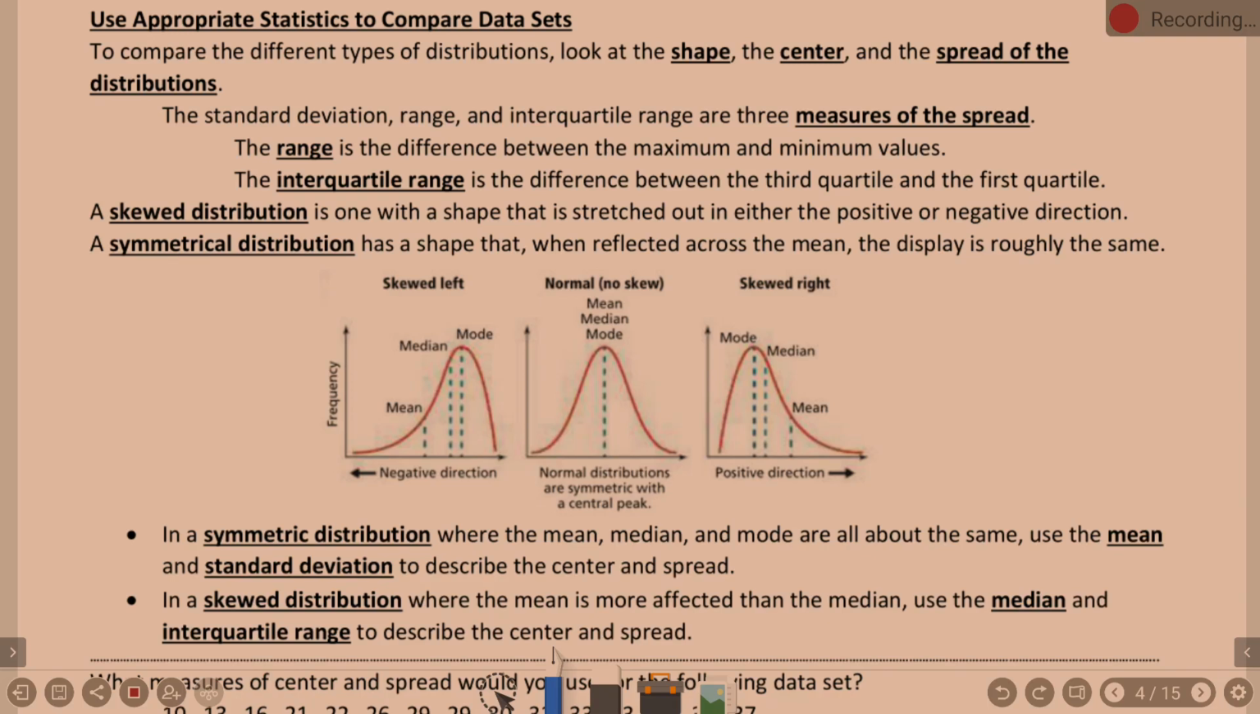In symmetric, the mean, median, mode are about the same. And notice what it says here. Catch this, guys. In a symmetric distribution, what are we going to use? We're going to use the mean and the standard deviation. So we're not done finding those pieces of data. If it's a skewed distribution, instead, we're going to use the median and the interquartile range. And as I said, we'll talk about that more tomorrow.